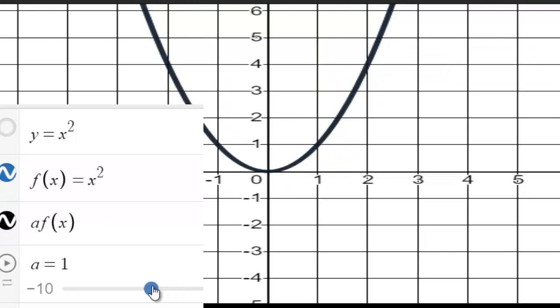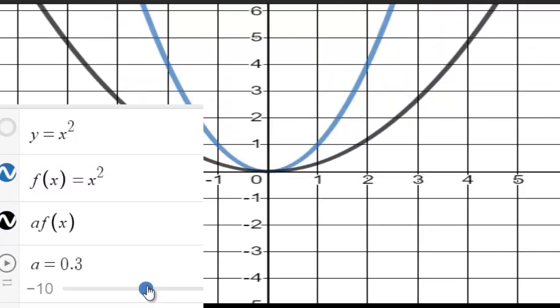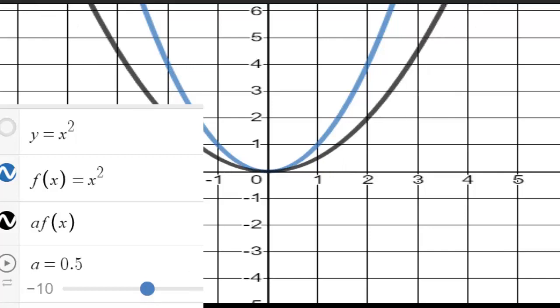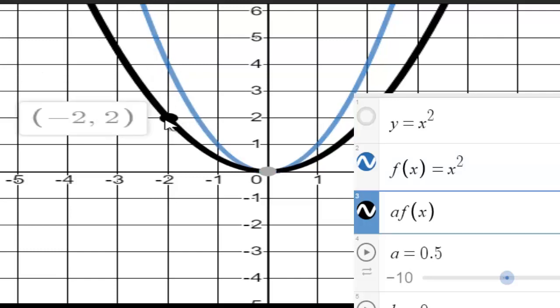If I make this slider go less than 1, you'll see that the graph gets wider and wider, which is a vertical compression. It's making all the y values get smaller. So if I make this a half, each of the y values are getting half as big. So this negative 2, 4 becomes negative 2, 2 down here.